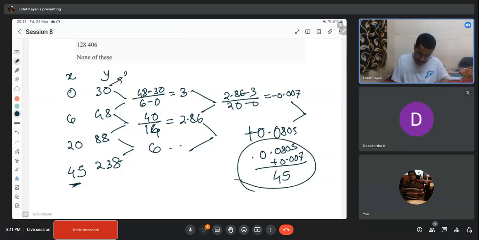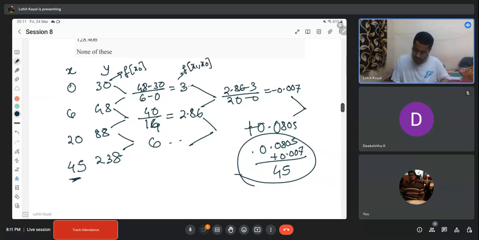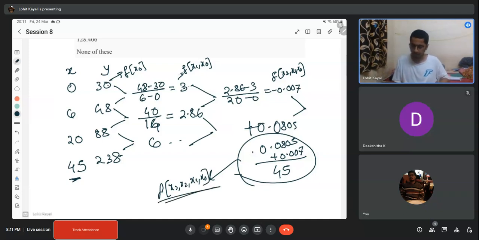So here it will be your f of x0. This is your f of x1 x0. This is your f of x2 x1 x0. And this will be your f of x3 x2 x1 x0. B0, B1, B2, B3. All right.